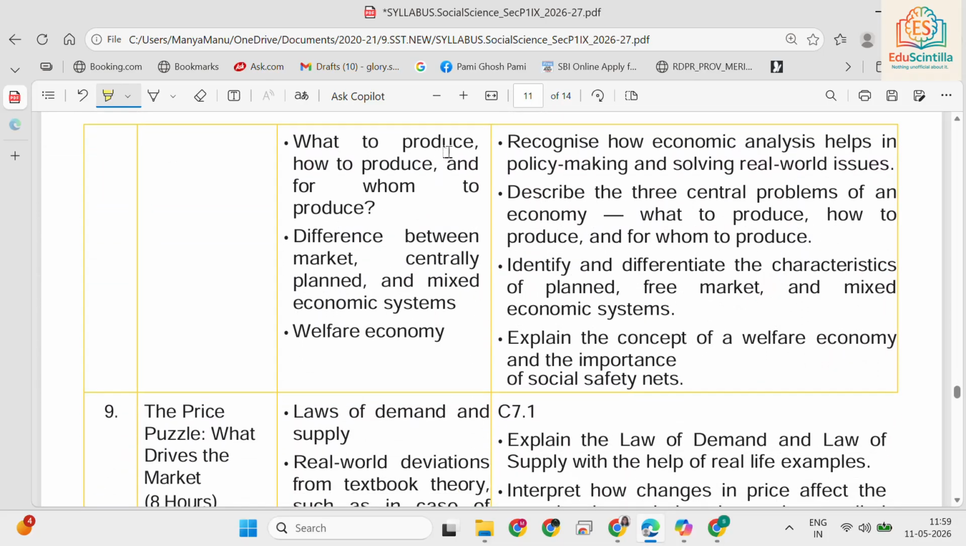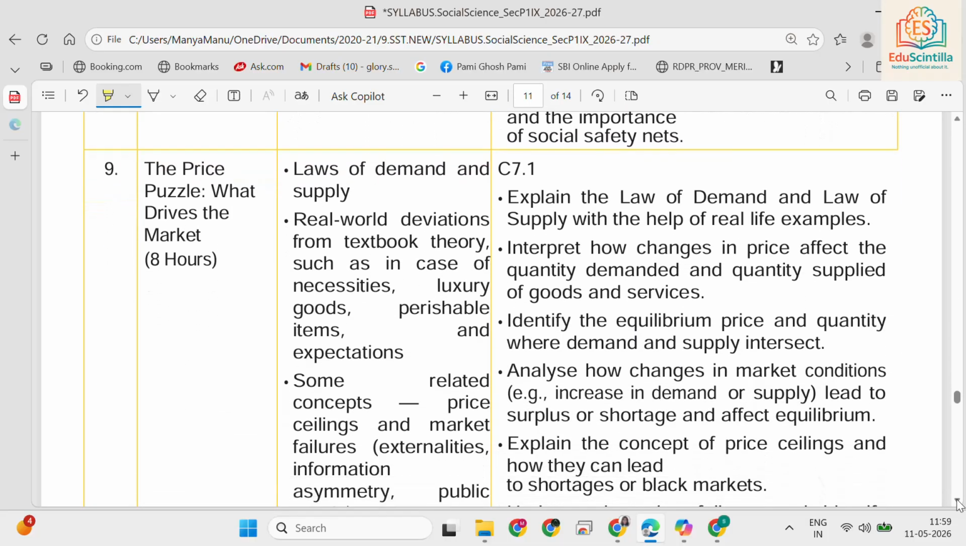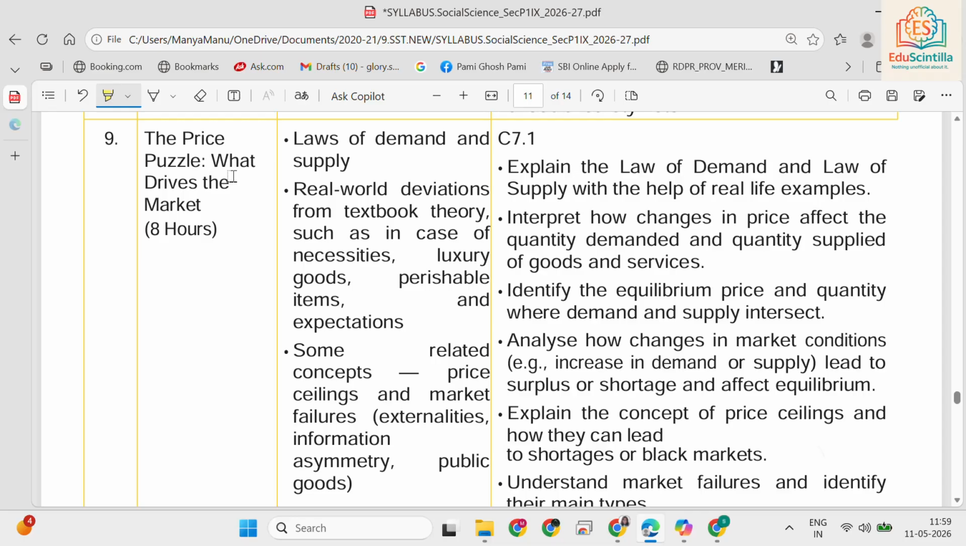Then we also cover what to produce, how to produce, and for whom to produce. Differences between market, centrally planned, and mixed economic systems, welfare economy. Then the last theme of part 1 is the price puzzle, what drives the market. So laws of demand and supply, real world deviations from textbook theory, such as in the case of necessities, luxury goods, perishable items, and expectations. So some related concepts: price ceiling and market failure.